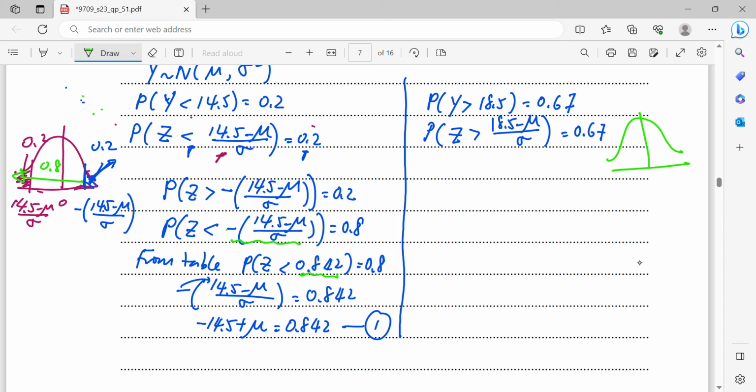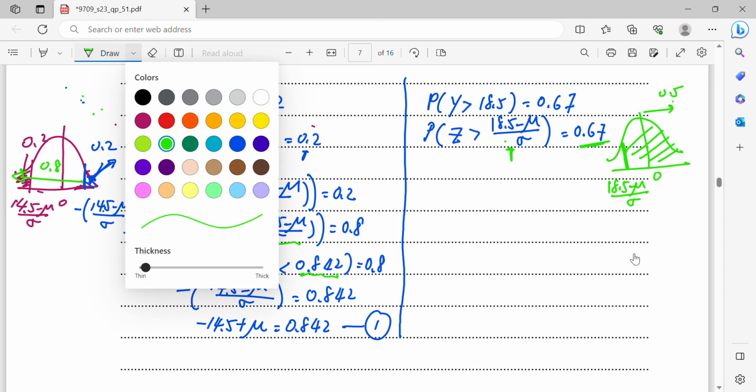So again, now when you look at here, P(Z > 0) is 0.5. Now, the line, because I'm not sure where this line is, it is 0.67, which means the line should be on the left hand side, because it will be greater than 0.5. Okay, so this is (18.5 minus mu) over sigma.